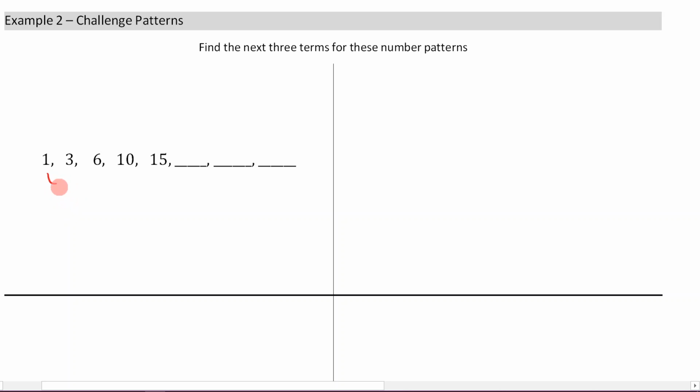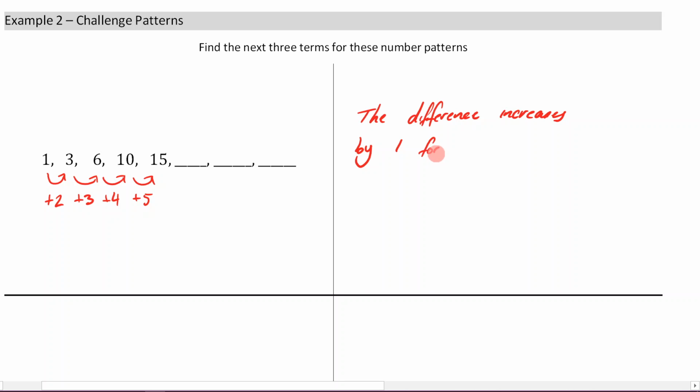Okay, so what's the difference between 1 and 3? The difference between 1 and 3 is plus 2. What's the difference between 3 and 6? Well, that's plus 3. What's the difference between 6 and 10? That's plus 4. What's the difference between 10 and 15? Well, that's plus 5. And hopefully you can see what's happening here. I'm going 2, 3, 4, 5. So what I could write over here is that the difference increases by 1 for each term.